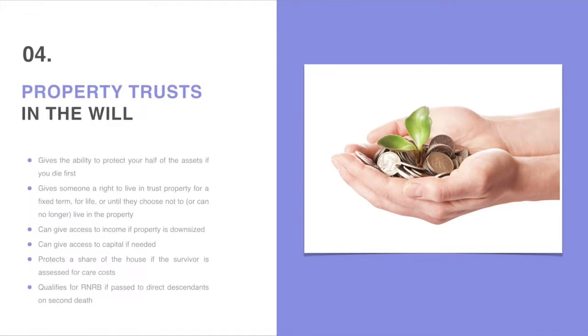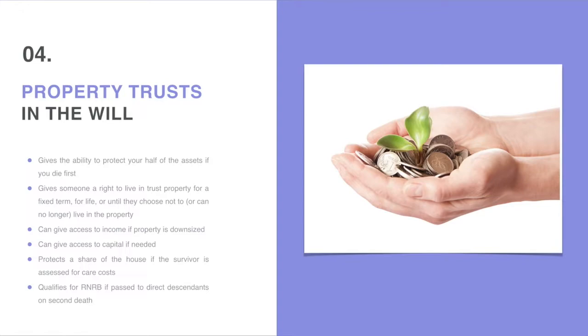The fourth level of choice is to use property trusts in the will. This gives you the ability to protect your half of the assets if you die first. It gives someone a right to live in that trust property for a fixed term, for life, or until they choose not to, or can no longer live in the property.